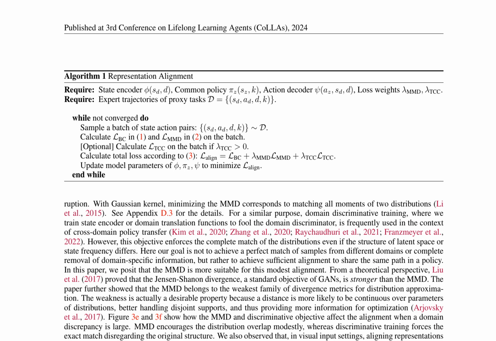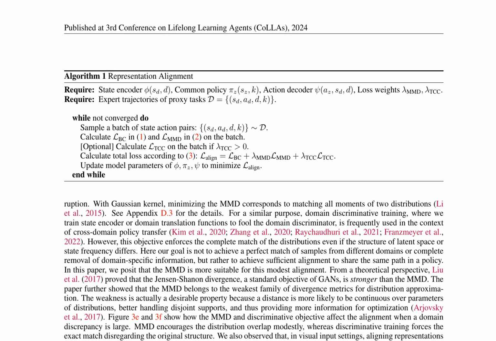The authors discuss the use of maximum mean discrepancy, MMD, as a regularization term to align the representations across different domains. They argue that MMD is more suitable for achieving modest alignment, as it does not enforce a complete match of distributions, unlike domain-discriminative training.